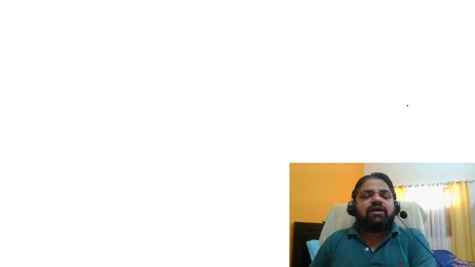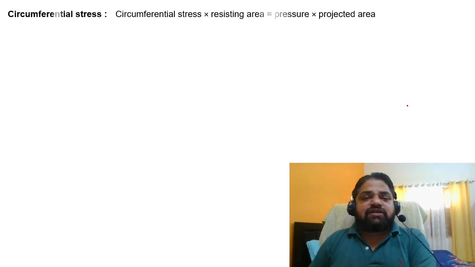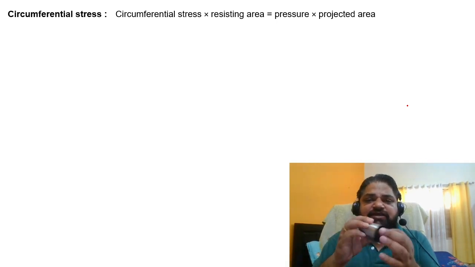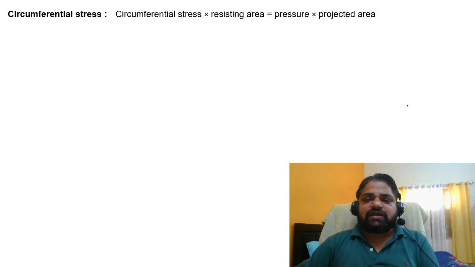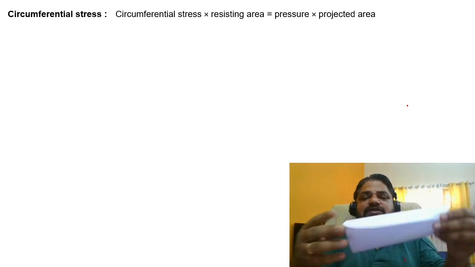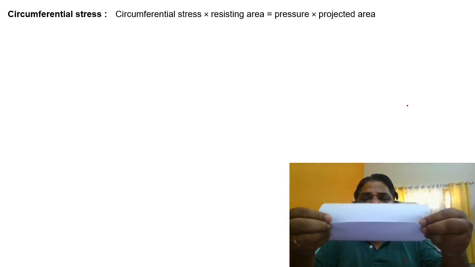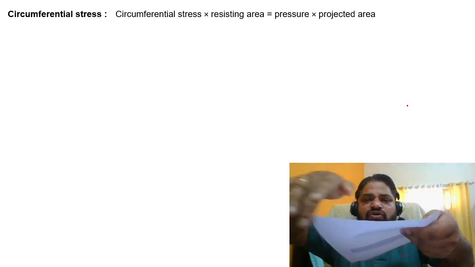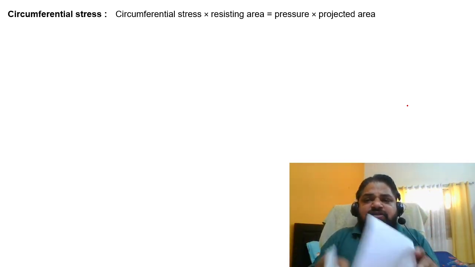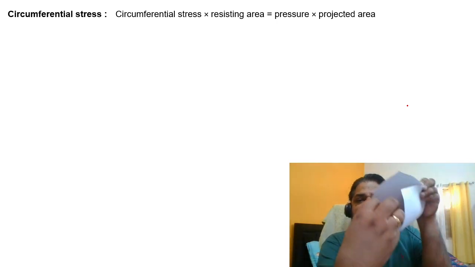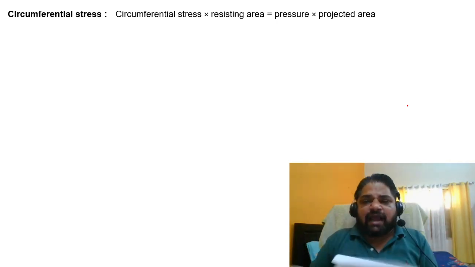Now how do we calculate the hoop stress? The first point is the circumferential stress. If I want to calculate the circumferential stress, the circumferential stress times the resisting area on which it applies is equal to the internal pressure applying on the projected area on which the pressure is applied.